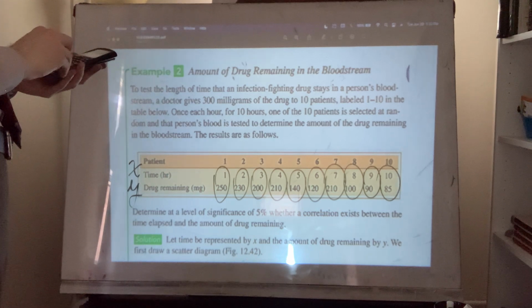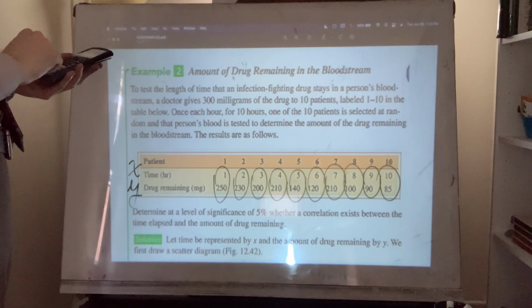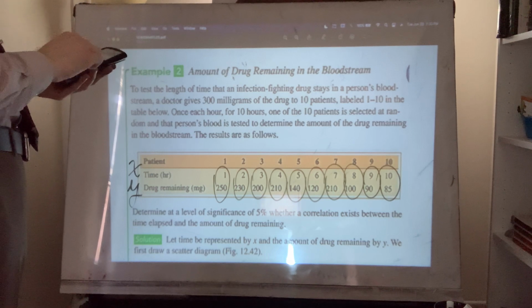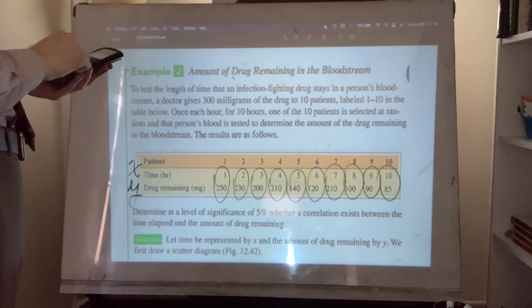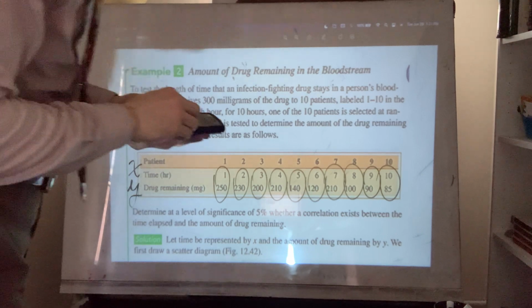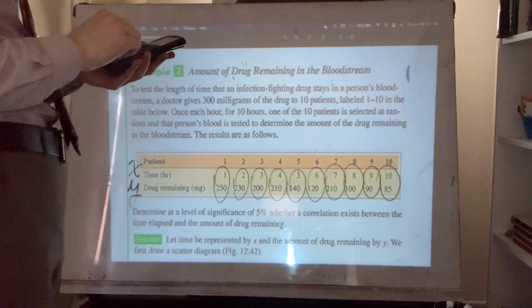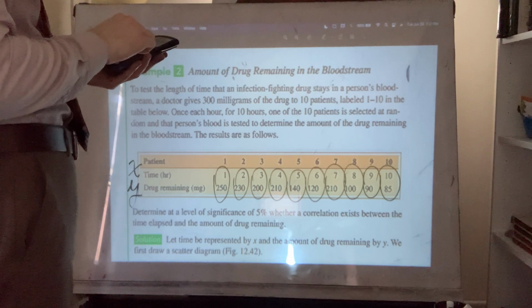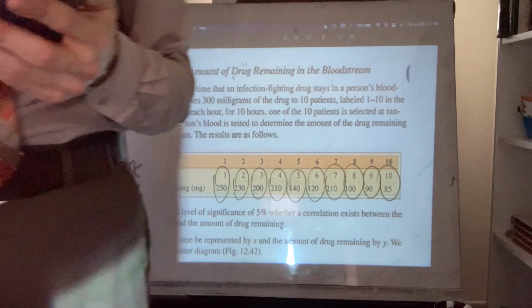2 and then 230. 3 and then 200. 4 and then 210, 5 and then 140, 6 and then 120, 7 and then 210, 8 and then it looks like 100, 9 and then 90, and 10 and 85. You can see it's trending down, even if it isn't perfect. Remember, you're doing this for random people, not just one person.